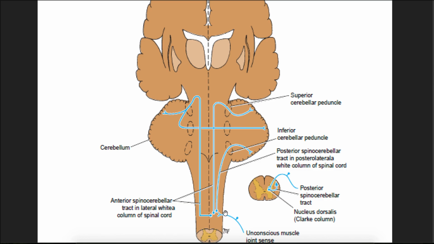The posterior spinocerebellar, the anterior spinocerebellar, which is contralateral and then ipsilateral, and some fibers of anterior spinocerebellar remain on the same side. And you must remember that the cerebellum, all the information going into the cerebellum is always ipsilateral.